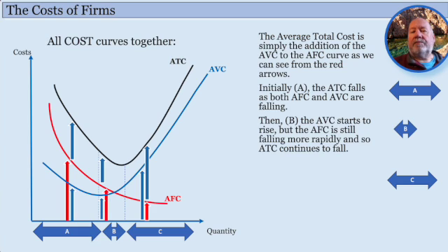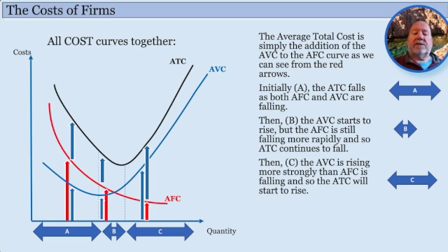Okay, a big mistake often made in the exam is when people say that the lowest point of the variable cost is at the same quantity as the lowest point of the total cost. That's not true. The average variable cost is rising rapidly here, and so it's offsetting this fall in the fixed cost, causing the total to rise. Okay, so that's how you do it.